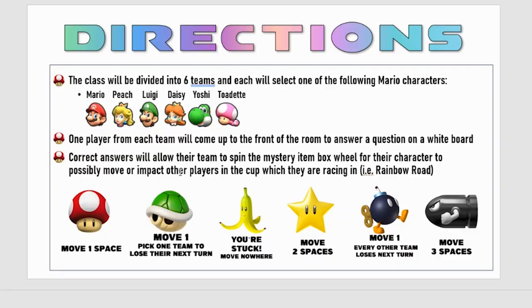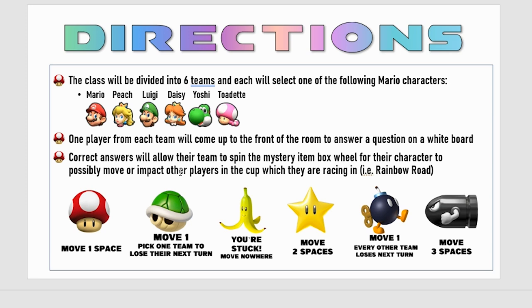The way I'm going to play the game is I'm going to divide the team into six different racers. You come up with a way they can choose, because people are going to say, I want to be this or I'm going to be that. So you come up with a way to decide who gets to pick which. And then once they answer their question, here is the key that lets them know what they move.